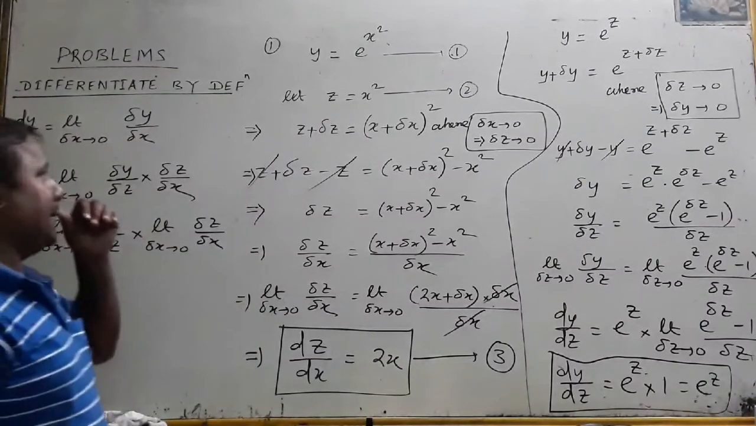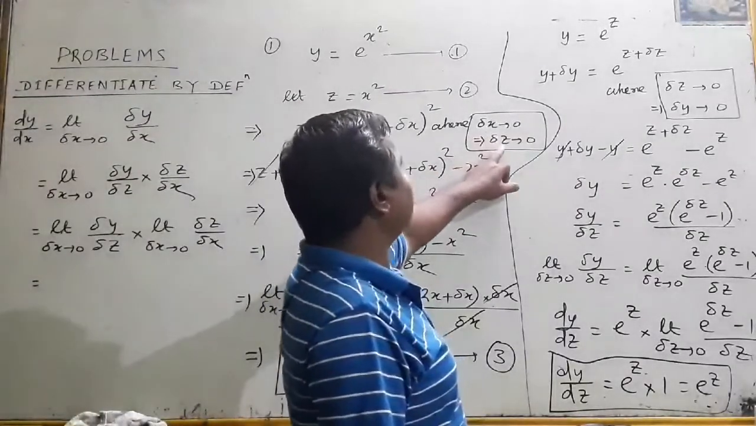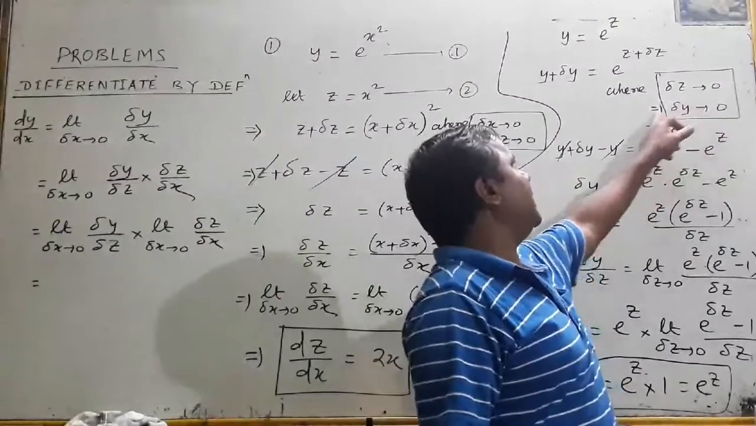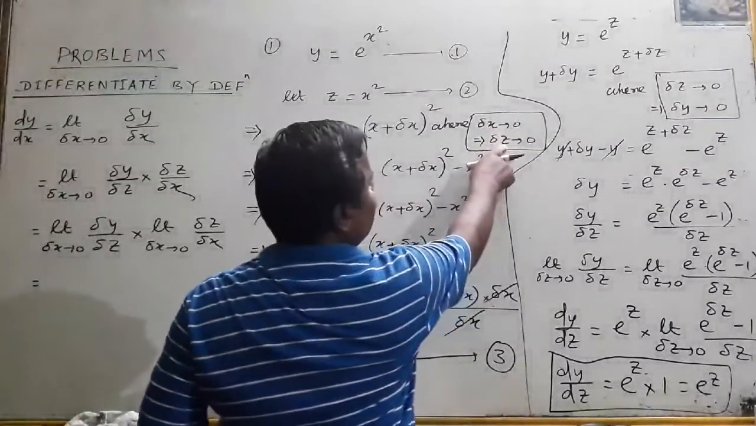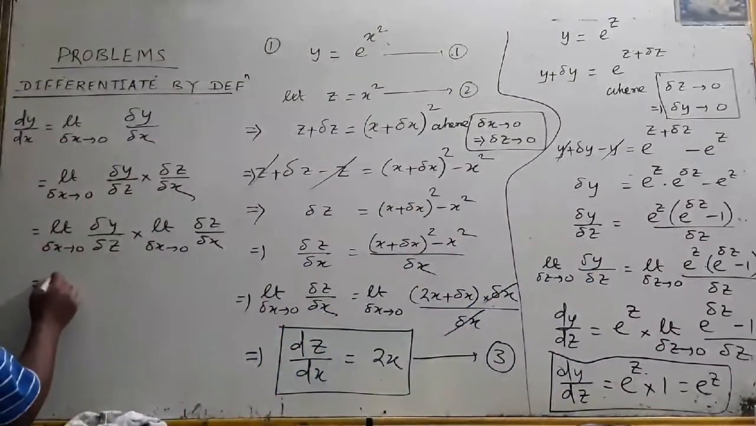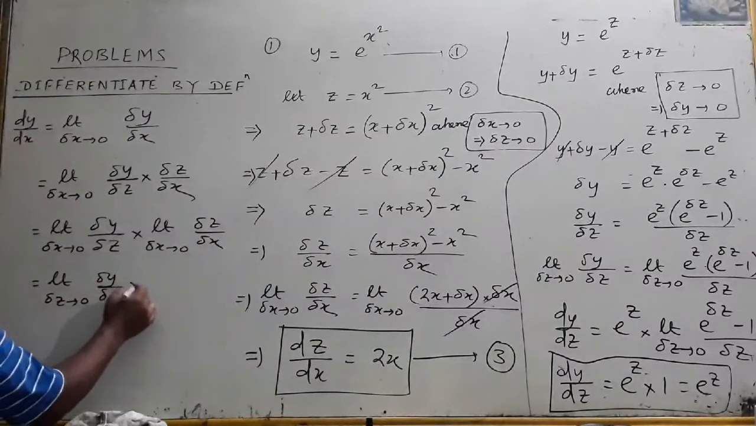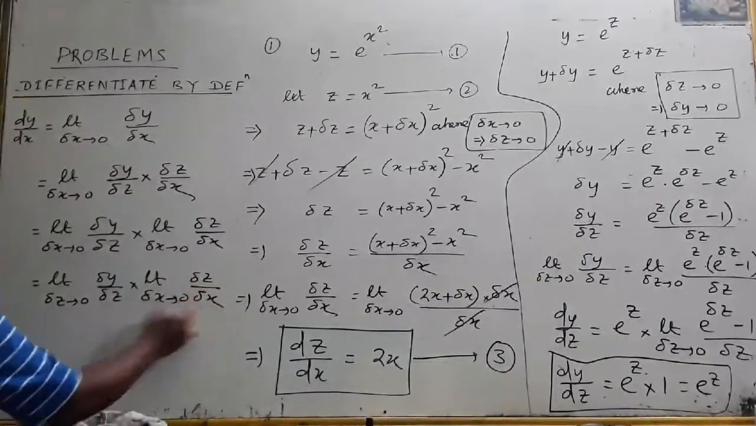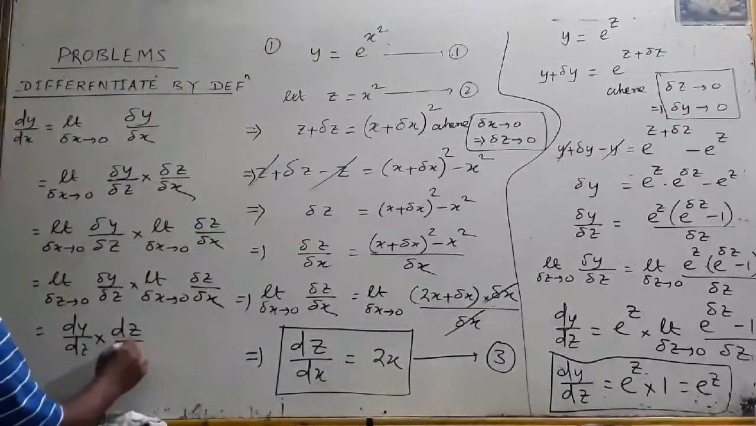Now look at this problem. If delta x tends to 0, then delta z tends to 0. If delta z tends to 0, this implies delta y tends to 0. So in place of delta x tends to 0, which implies delta z tends to 0, and delta z tends to 0 implies delta y tends to 0, I can write delta z tends to 0. Delta y by delta z into limit delta x tends to 0 of delta z by delta x, which is dy by dz into dz by dx.